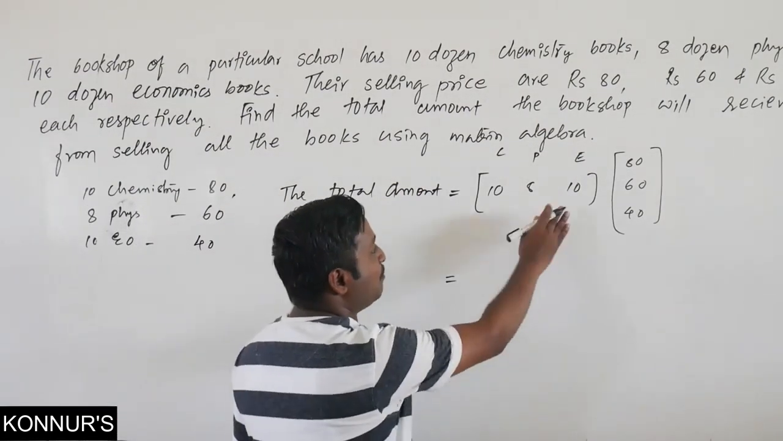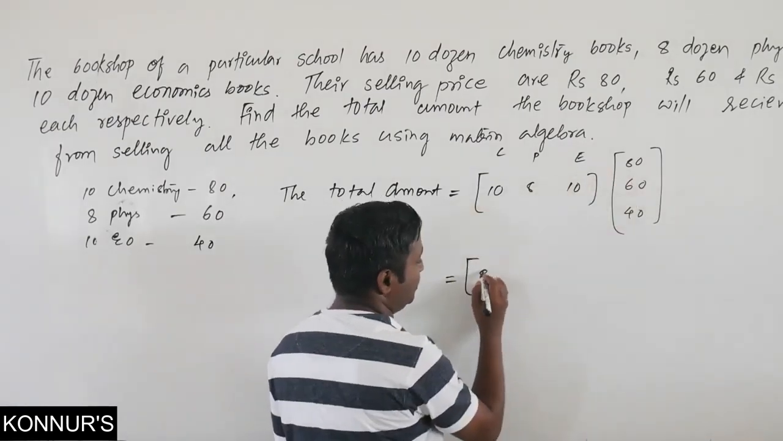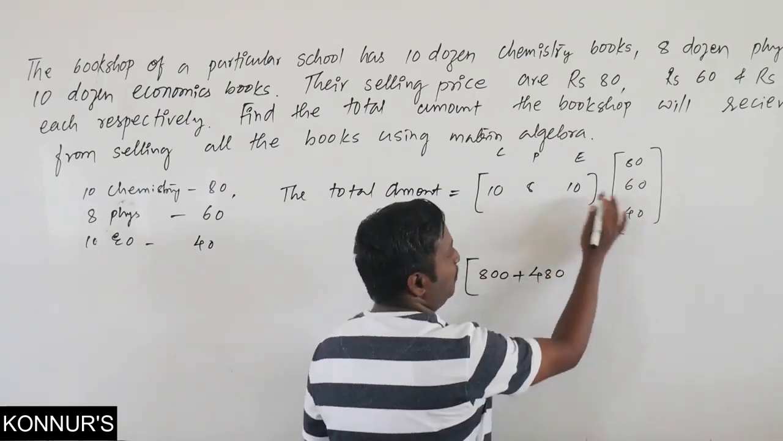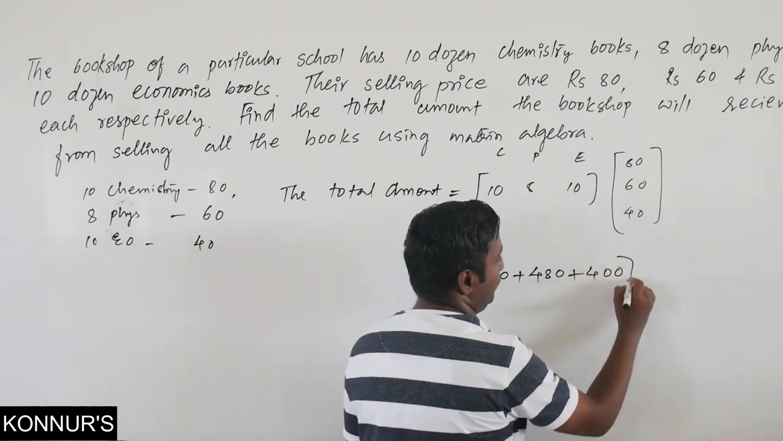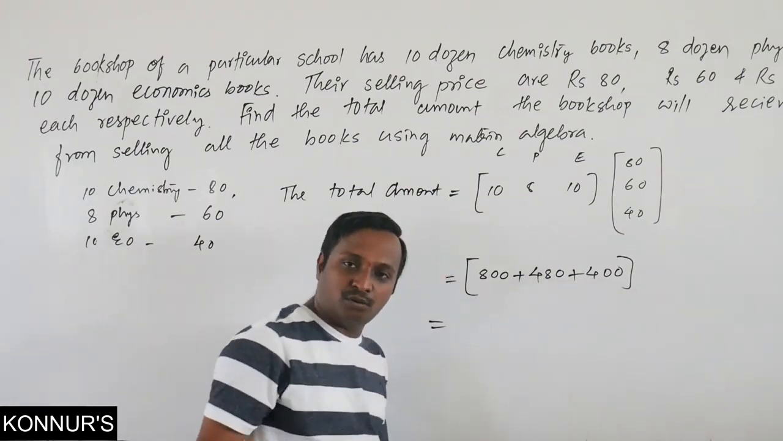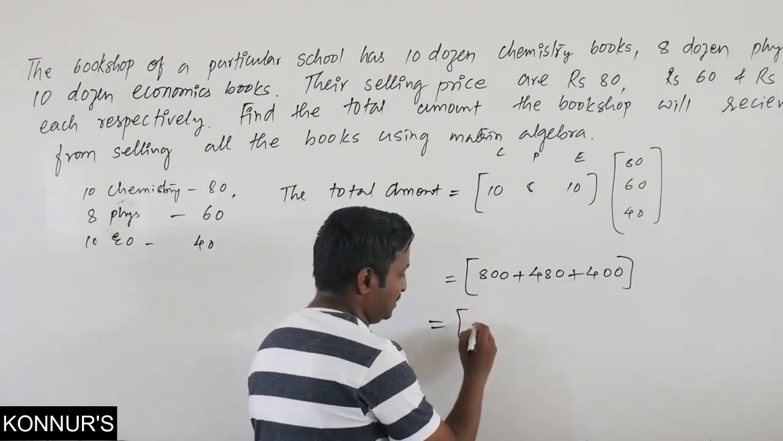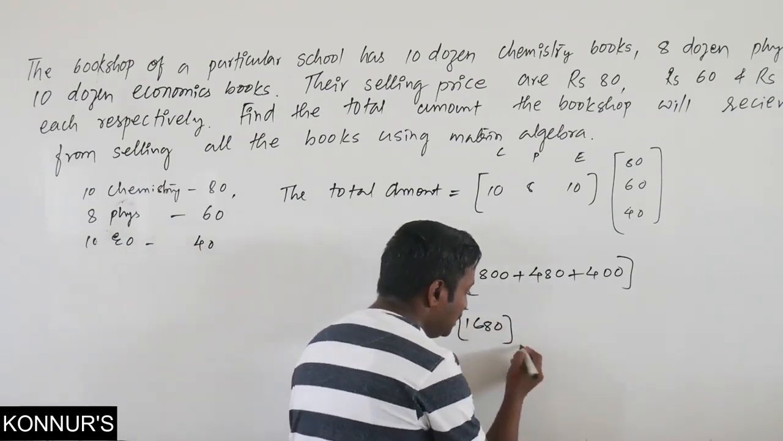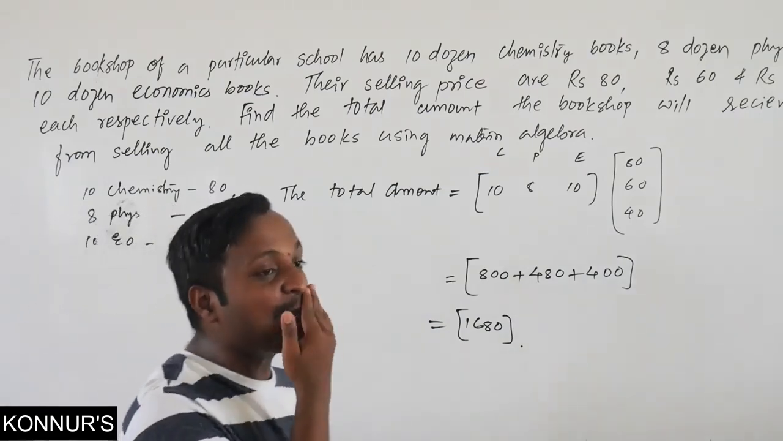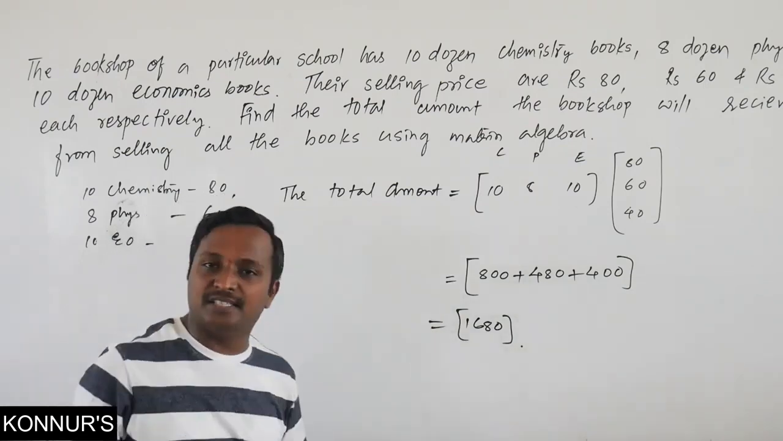Now matrix multiplication: usually first row, first column. 10 into 80, 800, plus 8 into 60, 480, plus 400, 10 into 40. Now what happened? 800 plus 480, 1280, plus 400, 1680 rupees, the total amount they will receive by using the condition. So we can do it in a very simple way also, but this is using matrix multiplication.